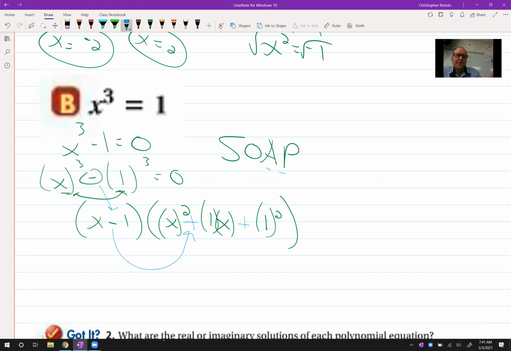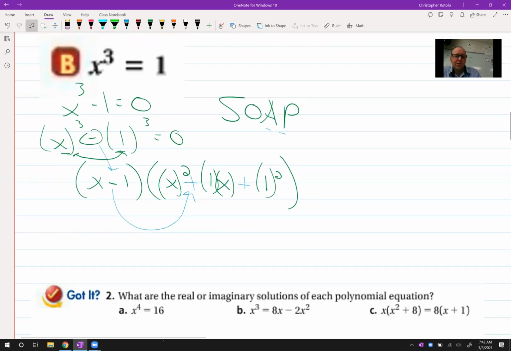All right, so I got a lot of signs, a lot of parentheses, a lot of stuff going on there. So let's get the final answer. Here's what it looks like. I got x minus 1, x squared plus x plus 1. All right, well, we're getting close. But the problem is I'm supposed to solve it, right? It has an equal sign. So that's how I factor it.